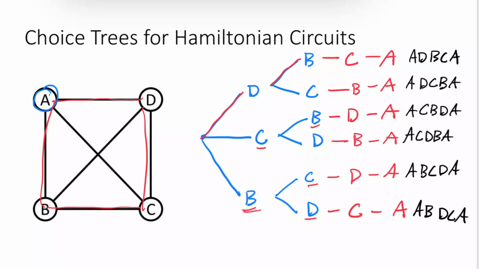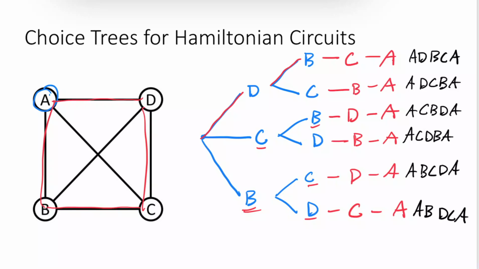Now, if you notice, there's actually 6 circuits here, and on the last slide, we found out that there were only 3 circuits. But the reason why there's more circuits with the choice tree is because the choice tree doesn't distinguish between circuits that go forwards and backwards.